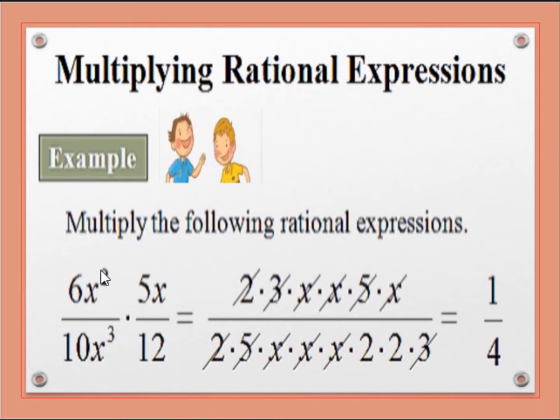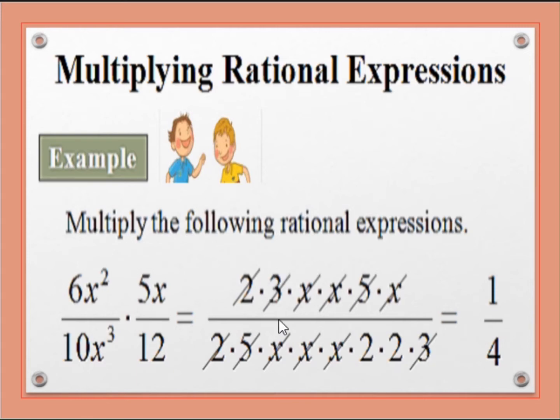We have 6x squared all over 10x cubed multiplied to 5x all over 12. First, we factor our numerators. 6x squared, the factors are 2 times 3 times x times x. And 5x is the same as 5 times x. For the denominator, 10x cubed will be equal to 2 times 5 times x times x times x. And for 12, we have 2 times 2 times 3.